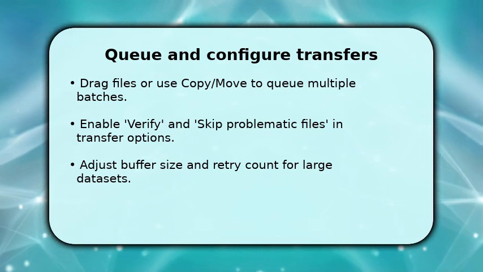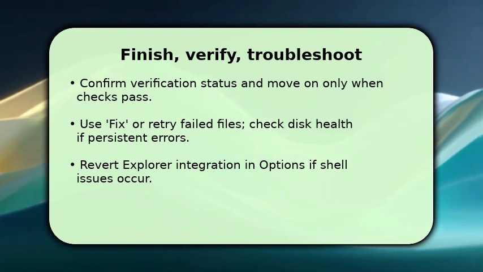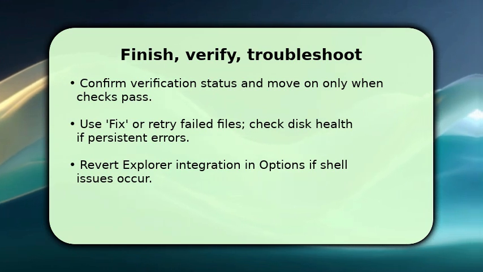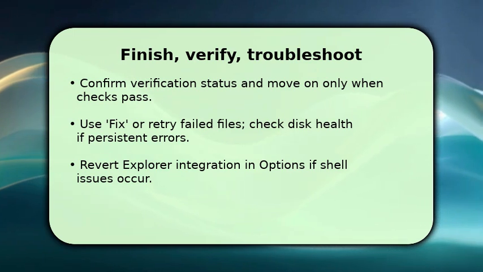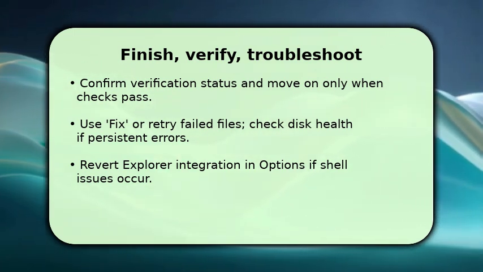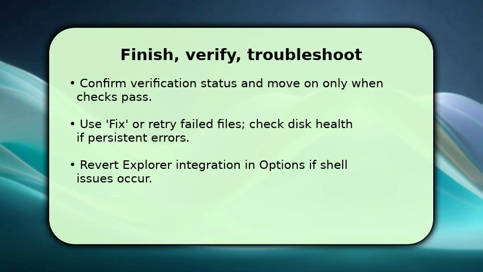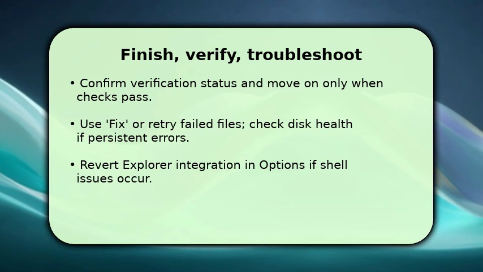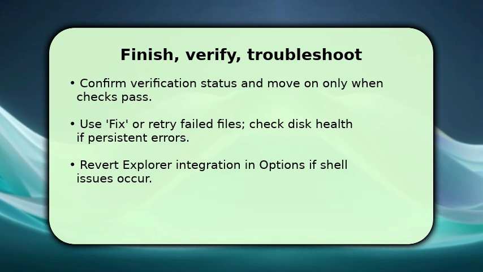To finish, verify that Teracopy reports all files as OK and inspect the built-in log for any warnings. This confirms data integrity. If files fail, click Retry or Fix to attempt recovery, and make sure destination drives are healthy. Run chkdsk or SMART tests if errors persist. If shell integration causes Explorer problems, open Teracopy options and disable integration to revert behavior. Finally, make sure permissions and antivirus aren't blocking moves. Once cleared, rerun the job and confirm successful verification.